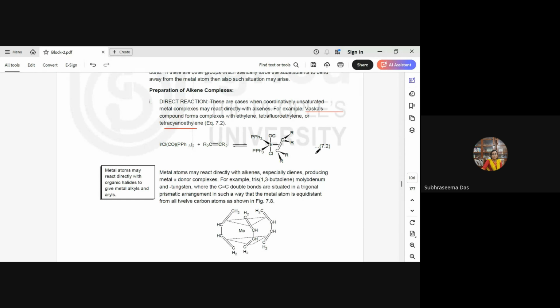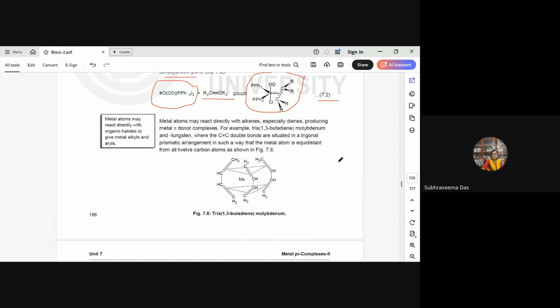Here it has been shown in equation 7.2. Here this is iridium, chlorine, CO, PPh3 whole 2. This is Vaska's complex, and it will directly react with an alkene, that is R2C=CR2, to form Vaska's complex with the respective alkene. The metal atoms also react directly with the alkenes, particularly the dienes, producing metal pi donor complexes.